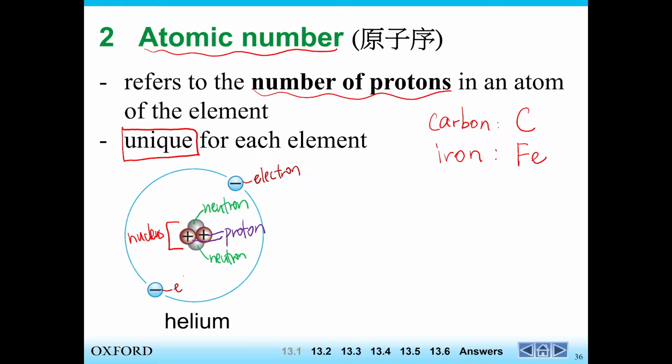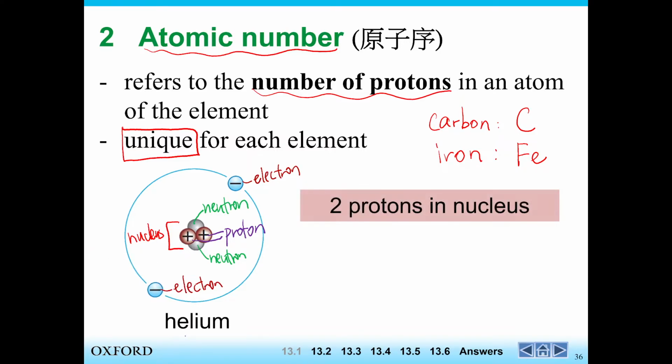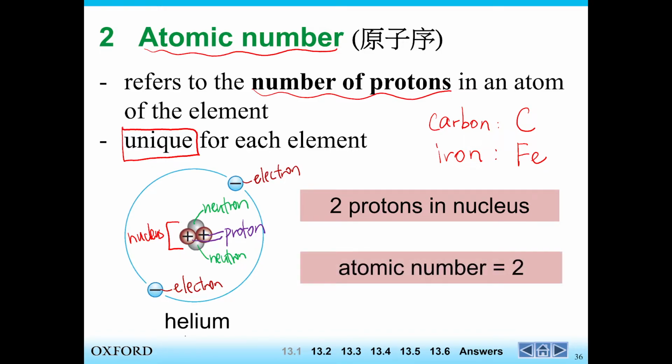Now, how many protons are there for helium? Yep, you'll notice that there are 2 protons for helium. At the nucleus, you'll find there are 2 protons. Now, because it has 2 protons, the atomic number would be 2. It's that simple.